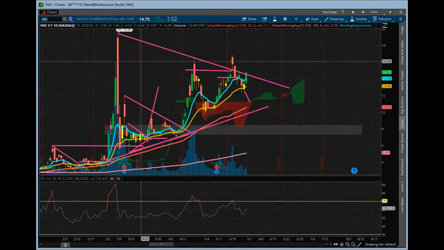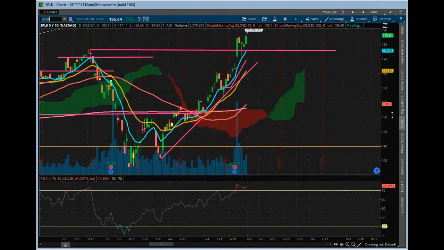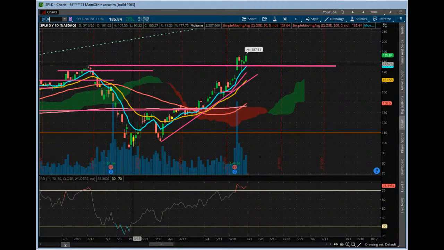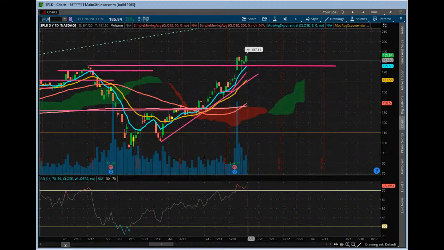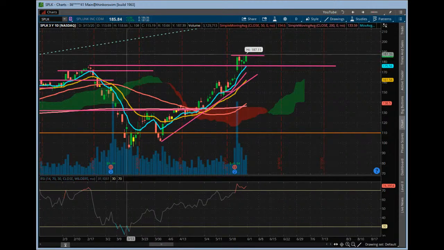Good stuff. And then let's look at SPLK. Splunk. Yeah, software really picked up on Friday, right? You saw it work in a lot of these other ones. So, nice candle here, good volume. Let's see if it continues to work its way up. It hit a new high right there. I'd like to see it close above those highs. A little consolidation there, but looking good.